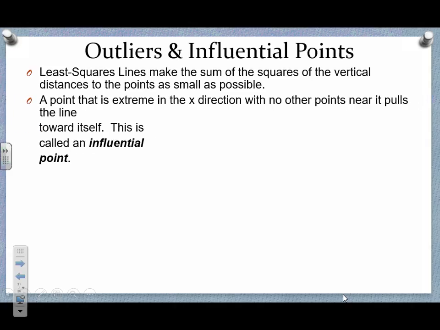Now, if we have outliers, and outliers can happen in a couple of different ways. A point that is extreme in the x direction with no other points near it is going to pull the line towards itself. So if we have a value that's really large in one direction or the other on x, it could be something like this. So we have this cluster of points down in the bottom left here, and then we have this one extreme value that has a way higher x compared to any of the others. Or it might be something that we have all our data here, and we have one that has a really small x value compared to all the rest.